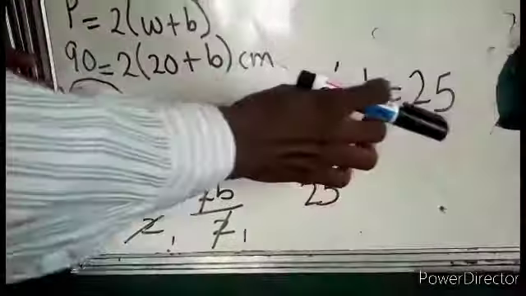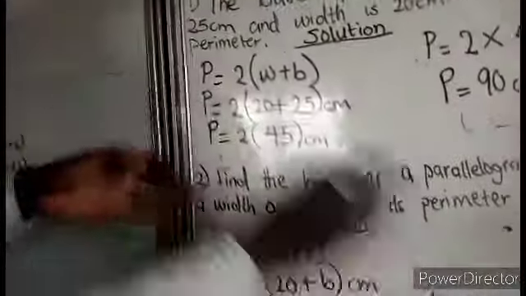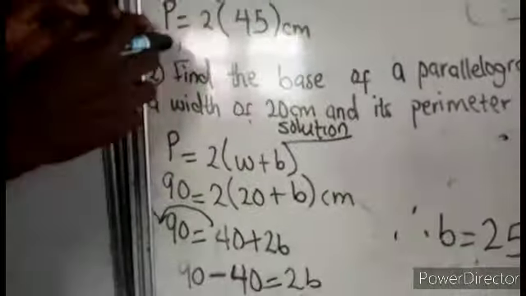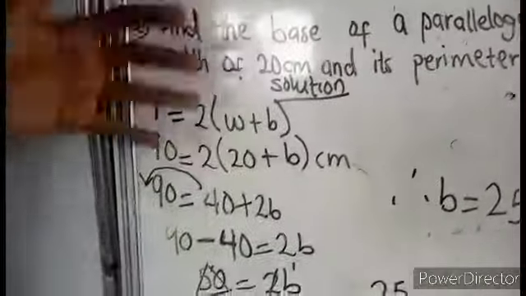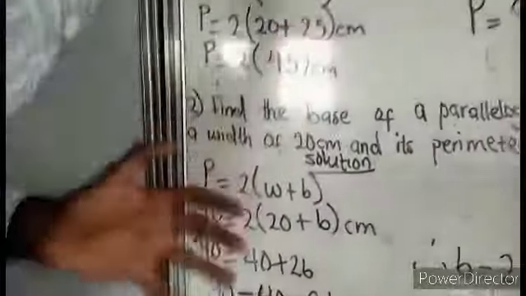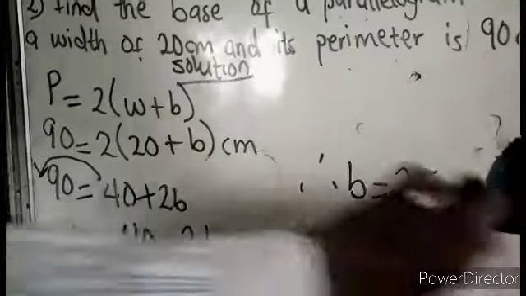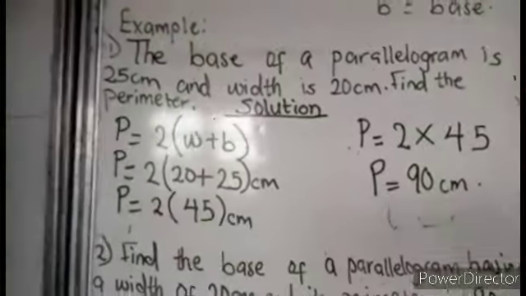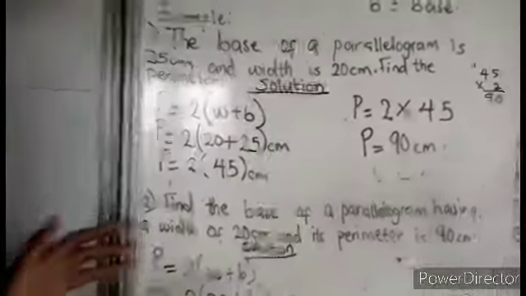Now looking at these two questions, you'll find similarities in them. How? Our base here is 25. Our width here is 20. And our perimeter we got here is 90. I did that purposely to make sure that you understand that the question will come in different formats. So no matter how it comes, by the time you look for the perimeter, you should get the same answer. Do you get that? So this should be where we stop. We are going to stop for now.